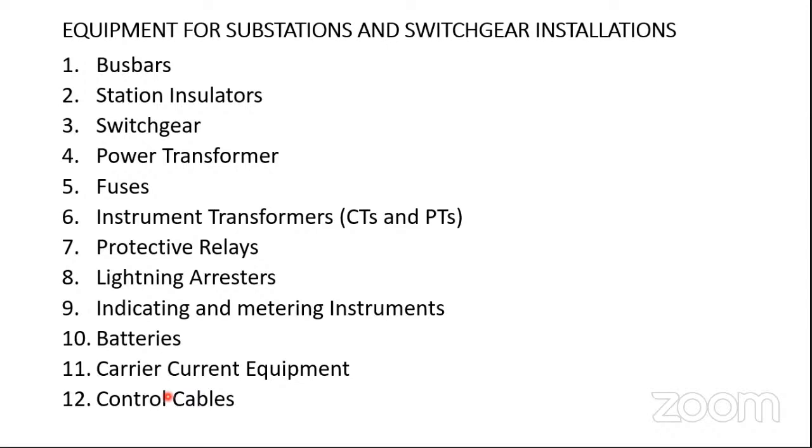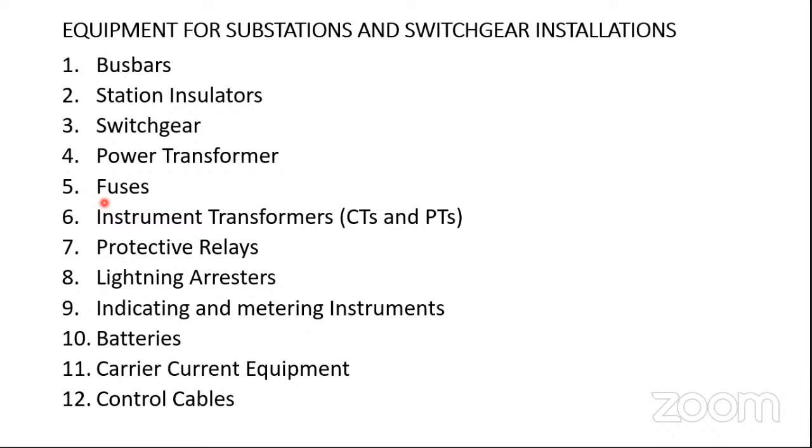Power transformers are transformers that are used to step down higher voltage to lower voltage so that various types of consumers can be connected. They step up lower voltage to higher voltage in the primary substation or generating substation. Fuses. We'll be studying fuses in detail in switchgear protection. Fuses are used for protecting the circuit during high current.